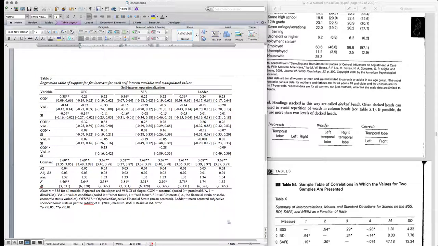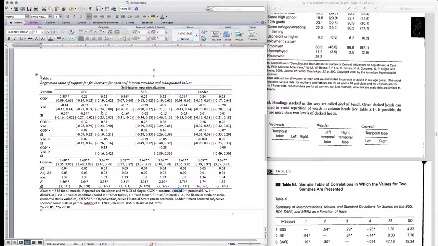And here's another example of a table that was a series of nested regressions where I had 3 nested models for each of 3 separate financial strain variables. But this was just a nice way to lay it all out where we can compare across all these models and see how things differ.